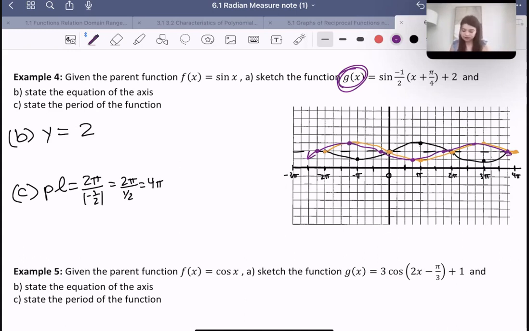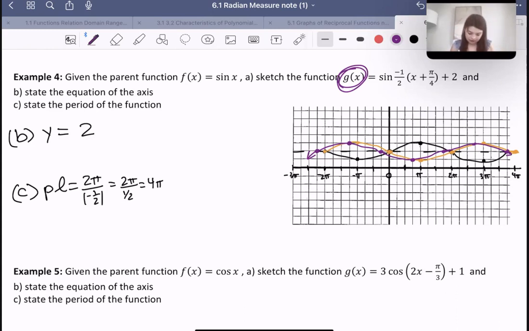So we did do sine. Yes, we did. And then we did do our reflection, and we also did do our horizontal stretch, because we accounted for the fact that the period length is going to be 4 pi. We did our shift left by pi over 4, and we did do our up 2. And so we did everything. So we're good. All right, let's do example 5.